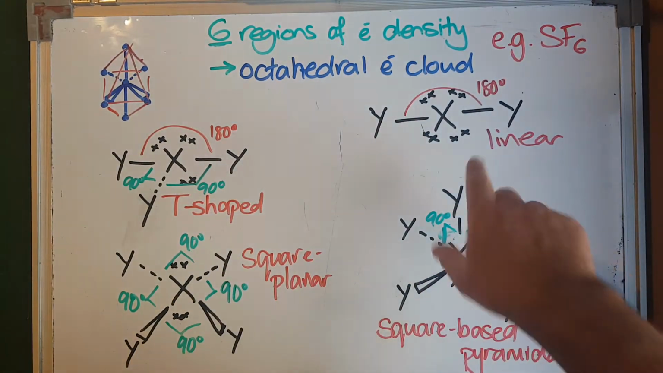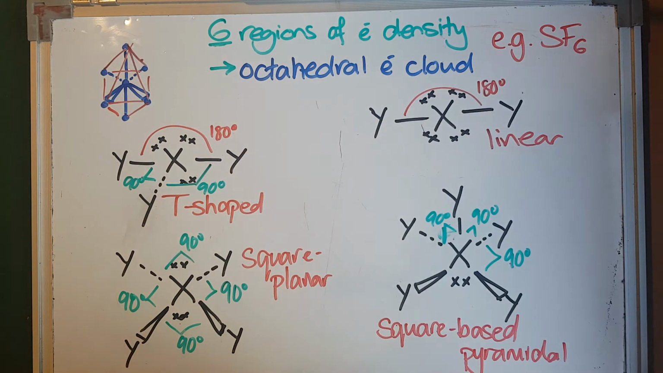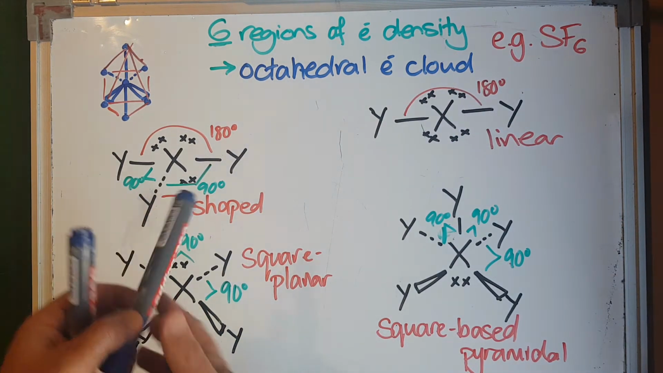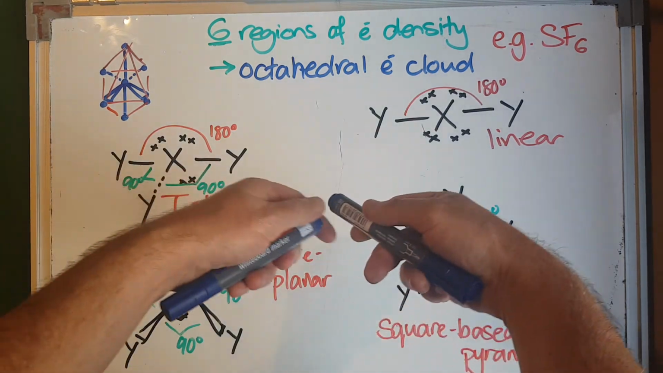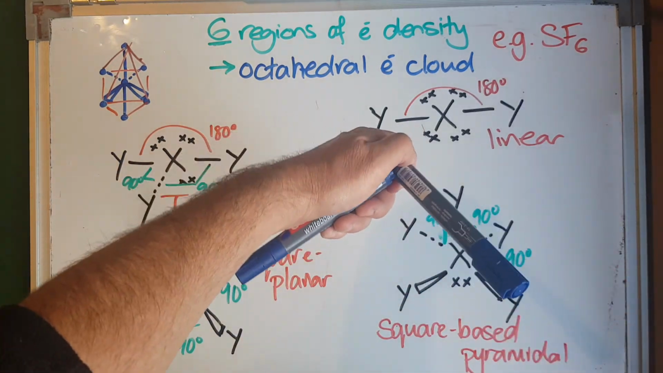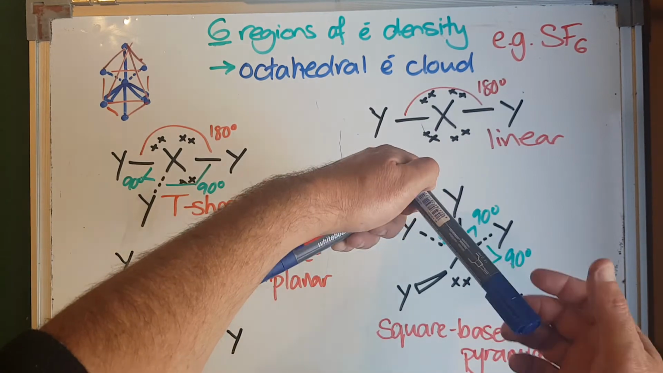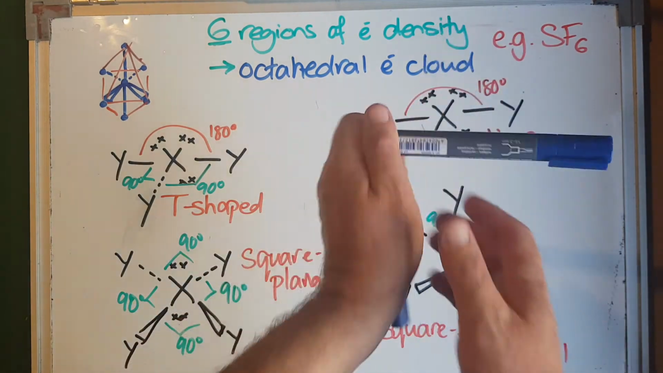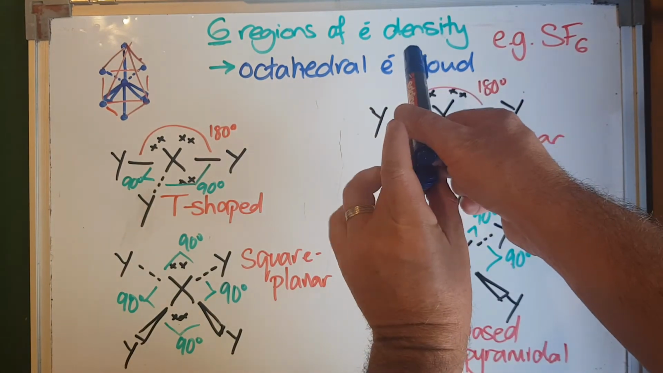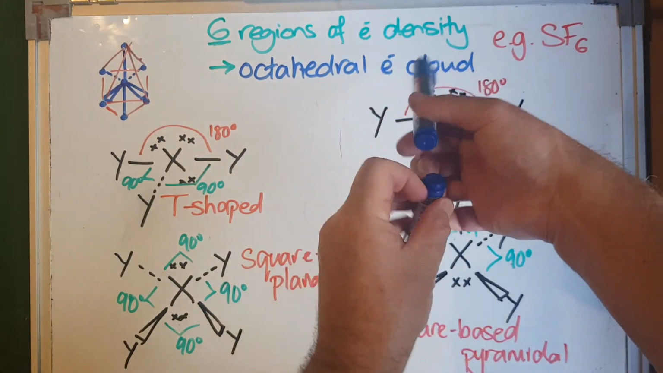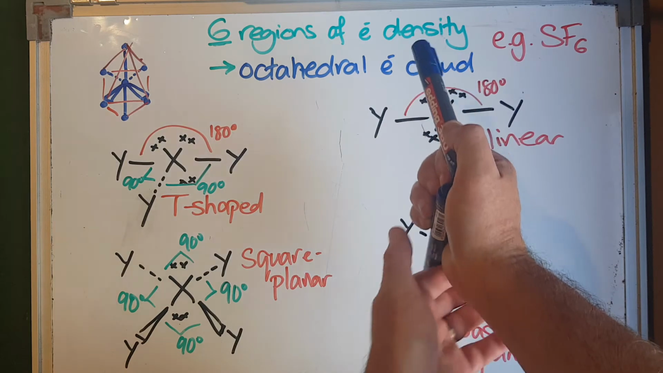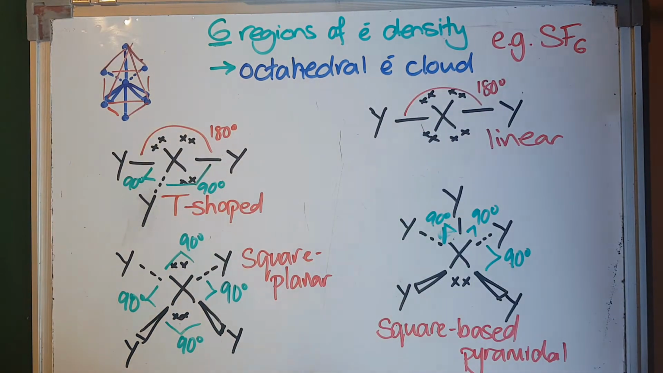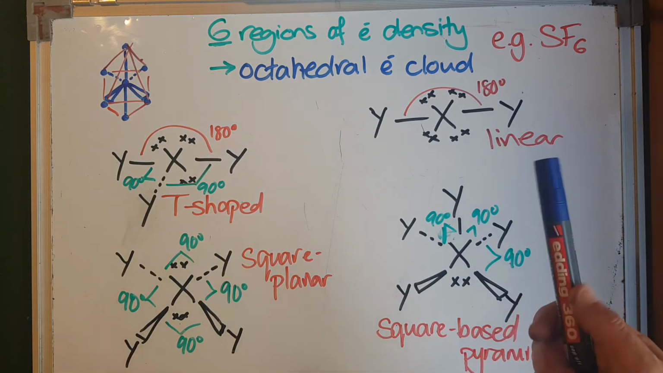So they're not sitting on a plane like this. And it's hard to show on a whiteboard, but there's 2 coming out like that. Start again. 2 coming out like that, and 2 going into the board a bit like that. All right, so that's your linear shape there.